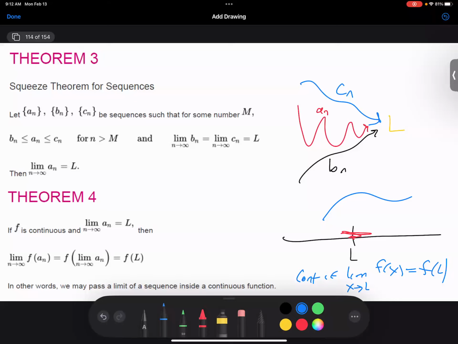Exponential, cosine and sine. Can somebody give me a non-continuous function? 1 over x, that's going to blow up when x equals 0. 1 over x squared blows up. 1 over x squared plus 1 does not blow up. Okay, so there's lots of functions that are continuous.